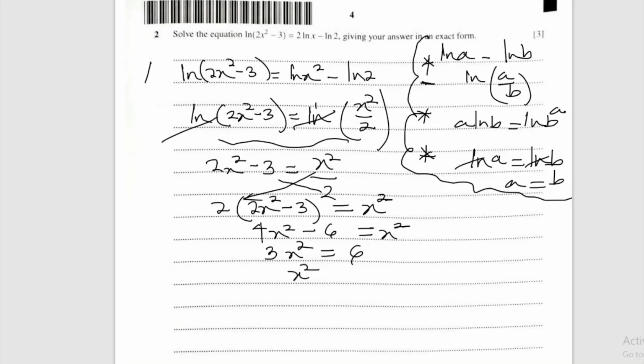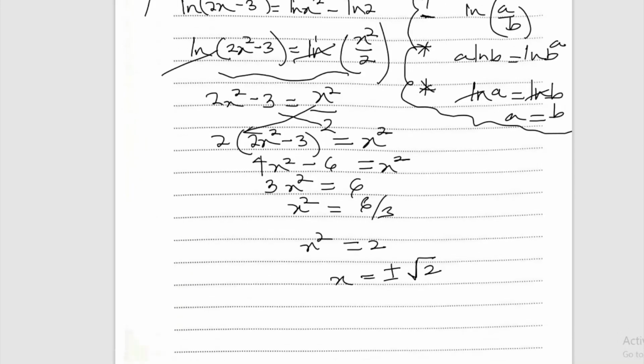So x squared equal to 6 over 3. x squared equal to 2. x equal plus or minus root 2. So that should be that. Okay. Now the next question.